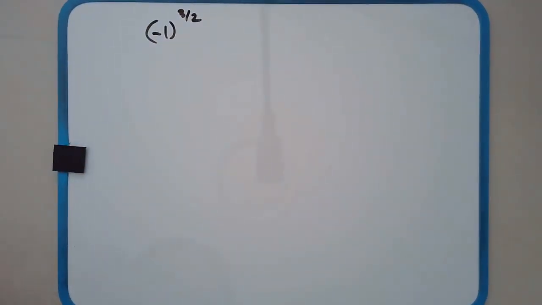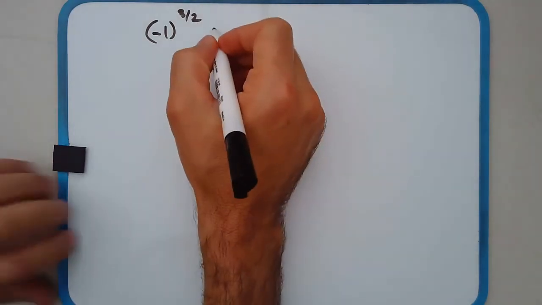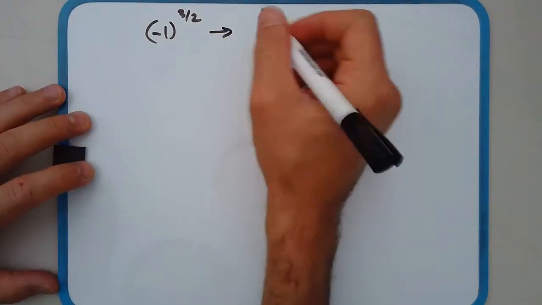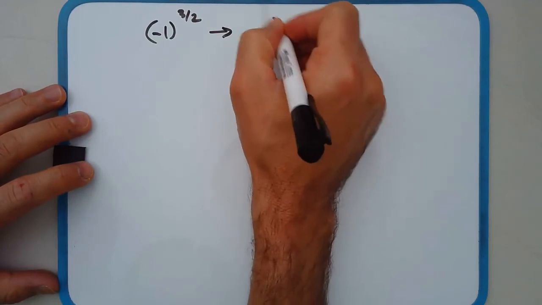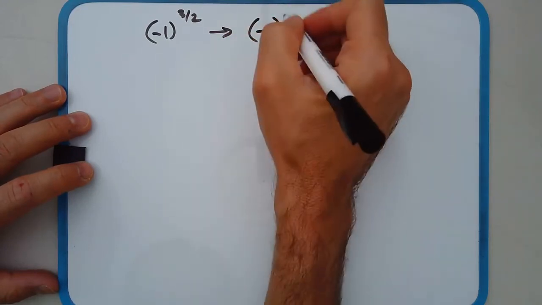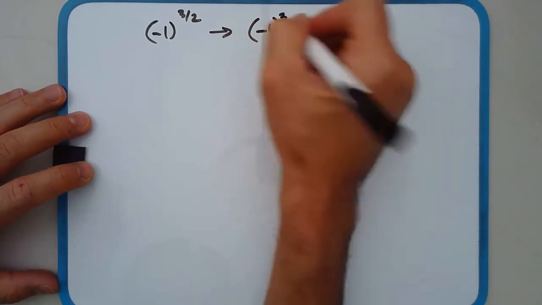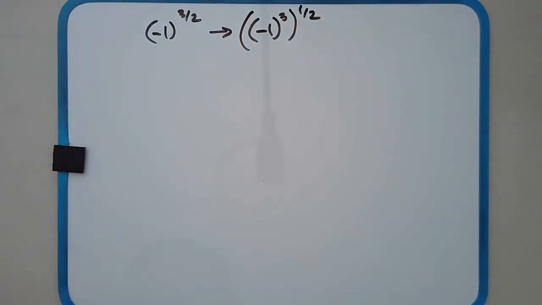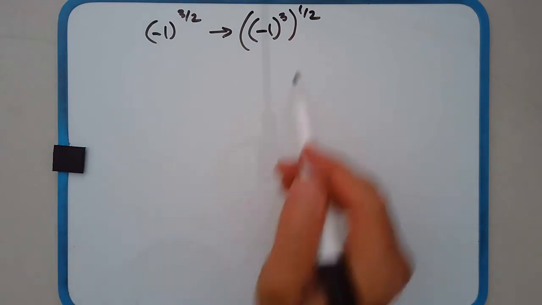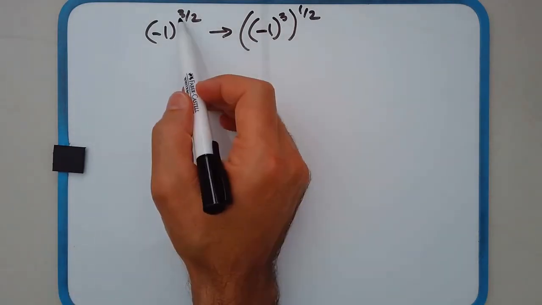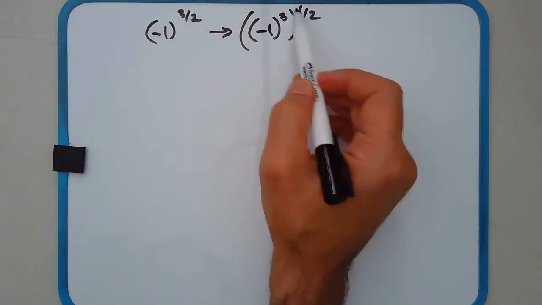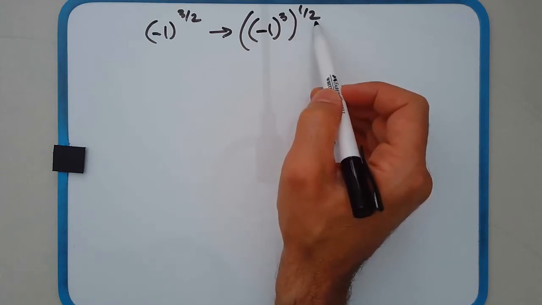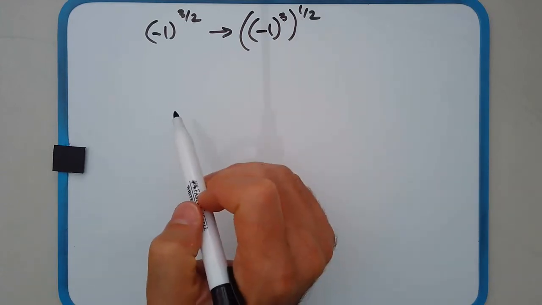What's going on here? This is the same as negative 1, to the power of 3, to the power of a half. After all, 3 times a half is equal to 3 on 2. Now we know what a half is, don't we? A half is really a square root, it's a fractional index.